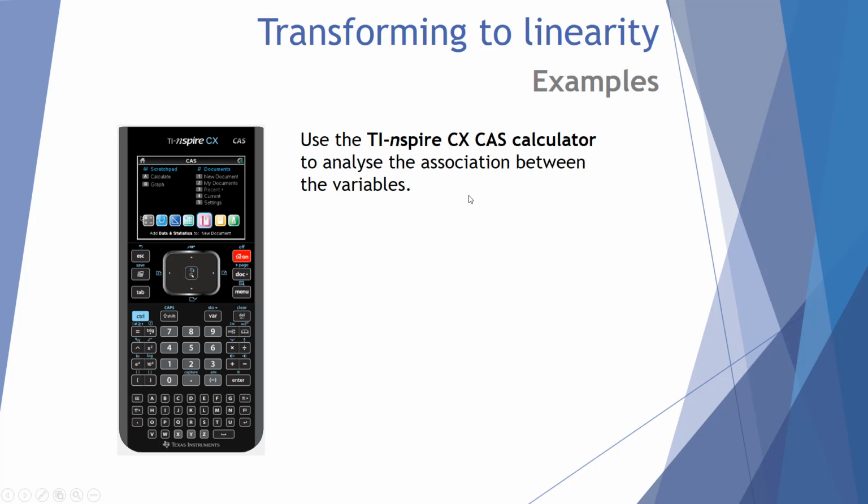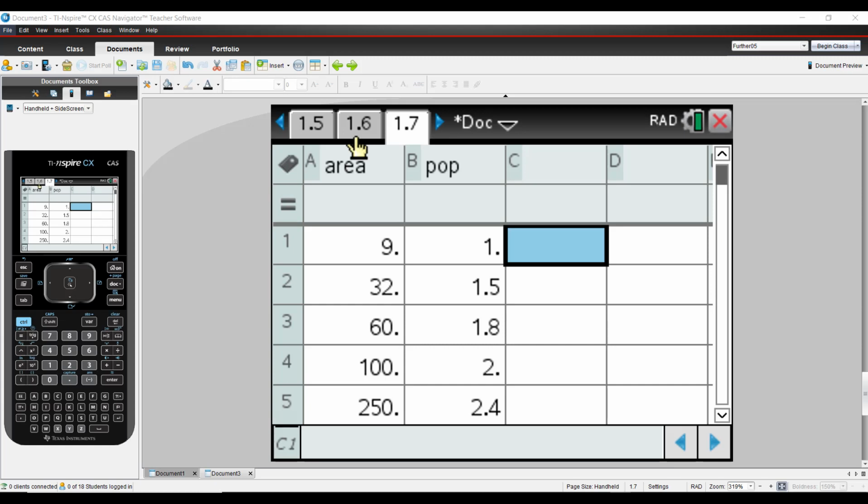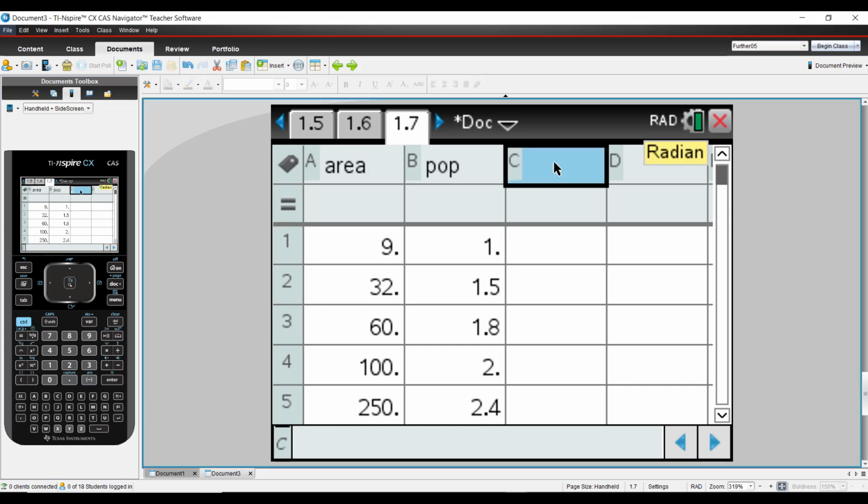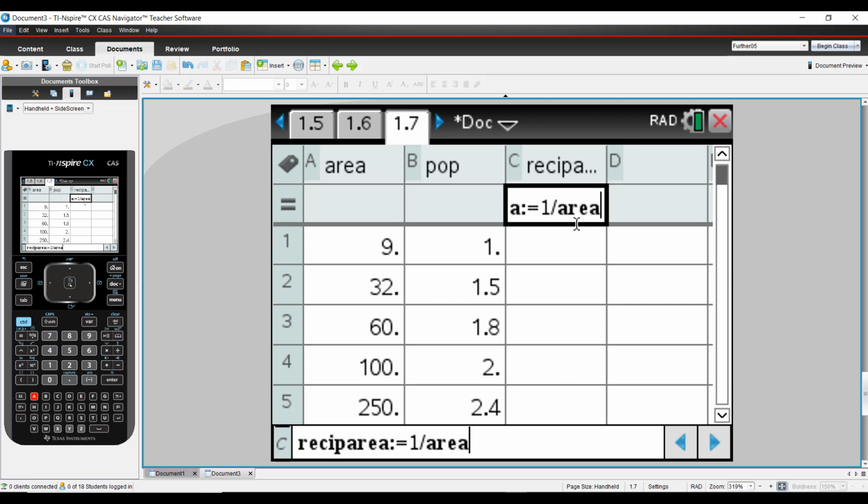Let's enter our data into the TI Inspire CXCAS calculator to analyze the association between the variables. Let's look at our final transformation, that being the 1 on x transformation, the reciprocal of x, or in this case, 1 on area. So I'll call it recip area. So it makes sense to me, recip area. Now, equals, it's simply 1 divided by area. So it's 1 on area. Okay, it becomes bold, it recognizes as a heading.